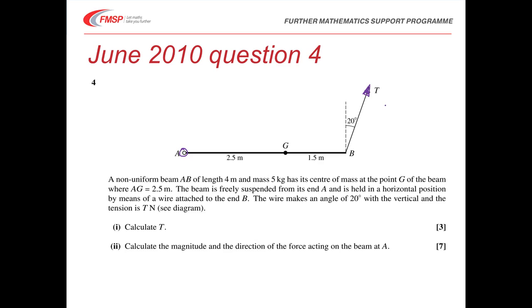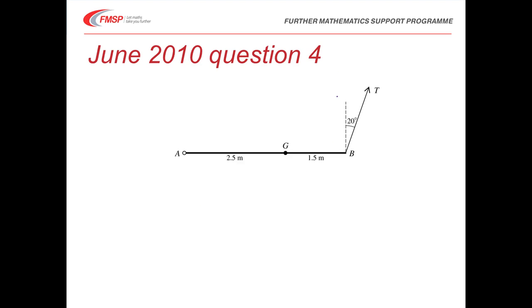Well, we've got two things to do. First thing is calculate the value of that tension, and then secondly calculate the magnitude and the direction of the force acting on the beam at A. That's over here, so I will need to find that force. Okay then, remember we've got two things to do: resolve and take moments. I'm going to start with a new version of the diagram, and remember my two key tools: resolving forces and taking moments.